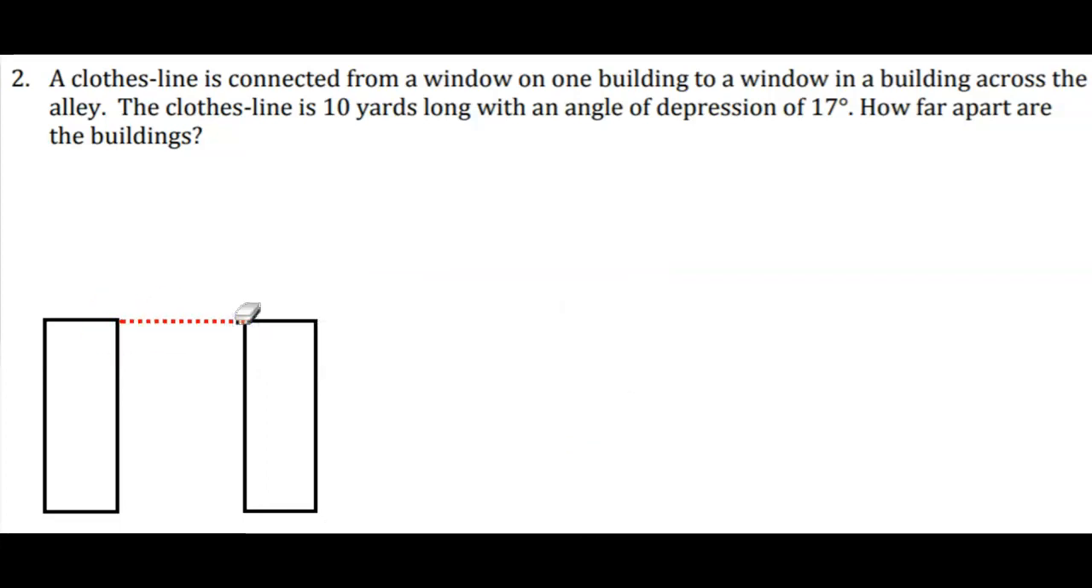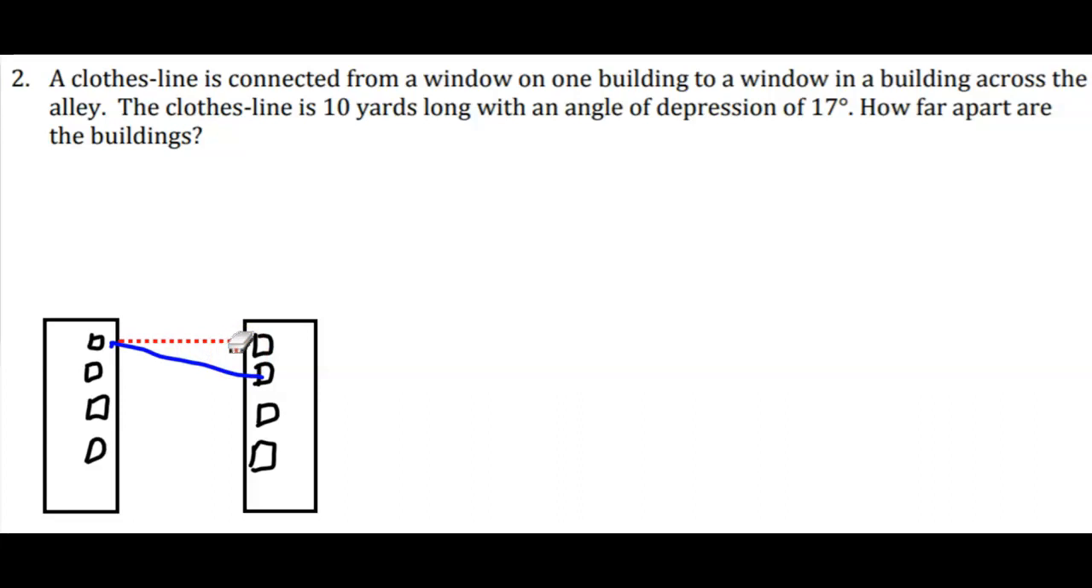it's saying that our clothesline is connected at an angle of depression. So if I put a few little windows in here, I know you're impressed with my drawing skills. So my clothesline, maybe it's connected to this window here on this building, but then it's connected to this window here in this building. So basically what that does is it makes you a right triangle. So if you take this line here, that's going to be the width of the alley.